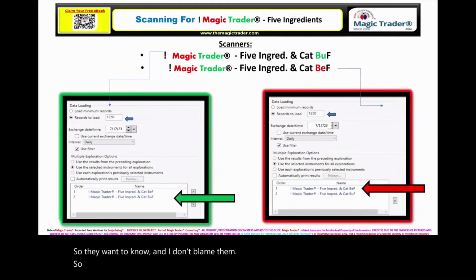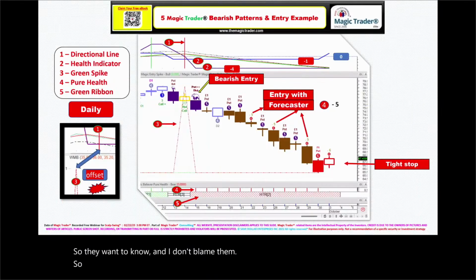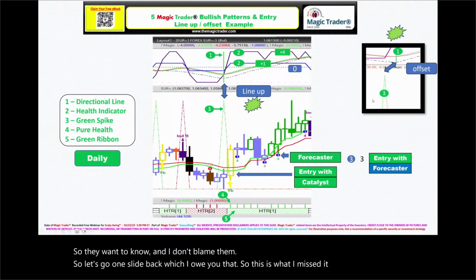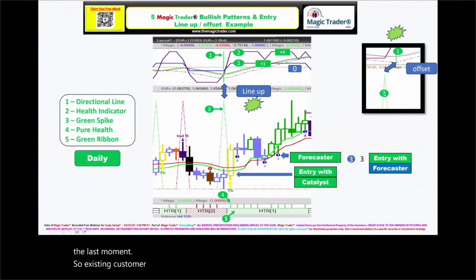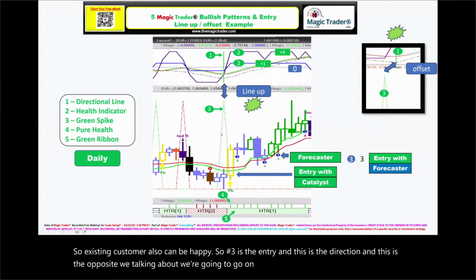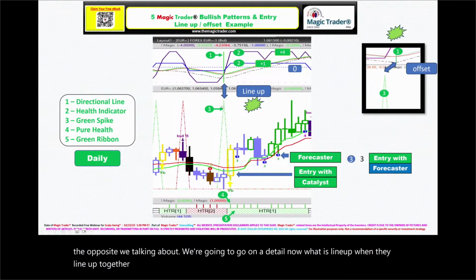So let's go one slide back, which I owe you. This is what I missed, because we added it at the last moment, so existing customers can also be happy. So number 3 is the entry, and this is the direction, and this is the offset we're talking about. We're going to go into detail. Now, what is a lineup? When they line up together, it becomes a lineup, right?